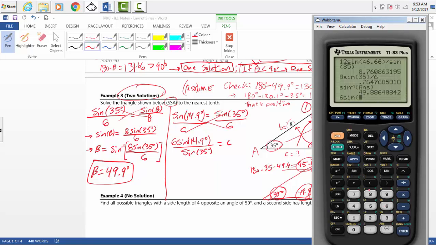6 sine 14.9 divided by sine 35, which would be 2.69.